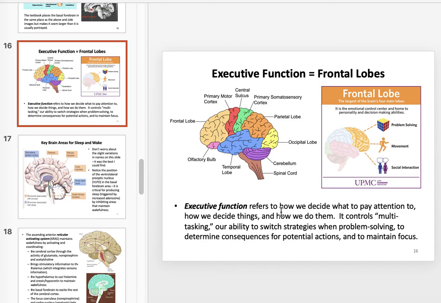And so we look at executive function being things like, what am I going to pay attention to in my environment? How do I decide what to do with my environment? And then what would be the effects of those things? And so problem solving, cause and effect. If I'm going to plan to do something, I also have to plan the movements involved in it. So it controls and coordinates movement. And then we have a lot about social interaction.